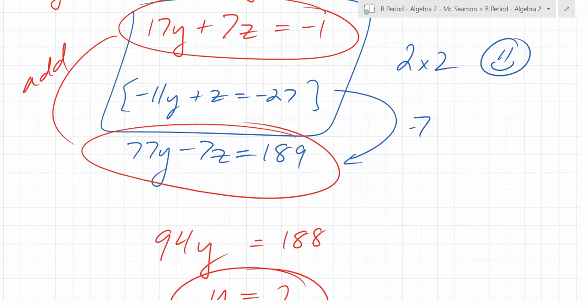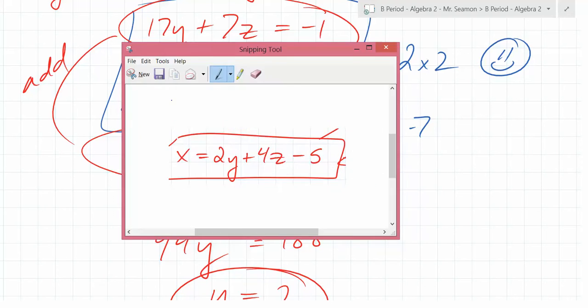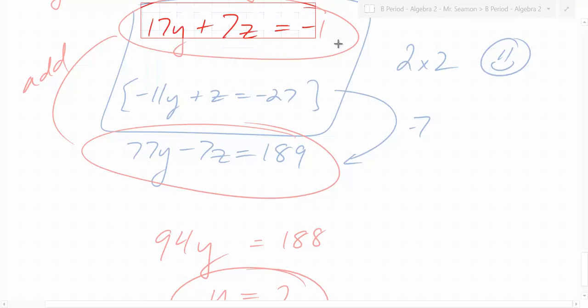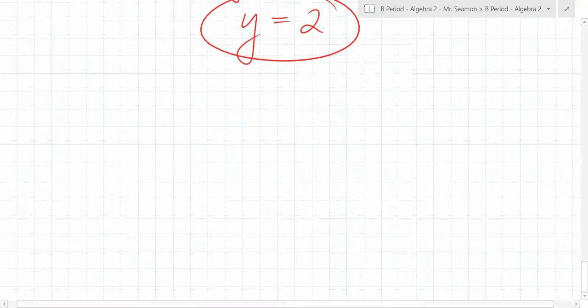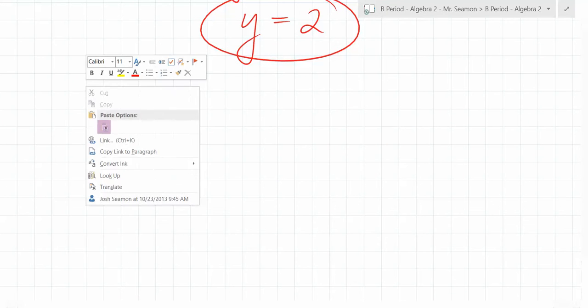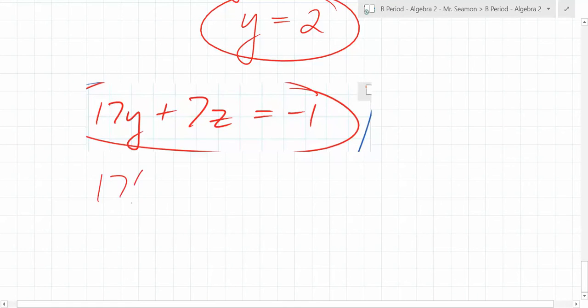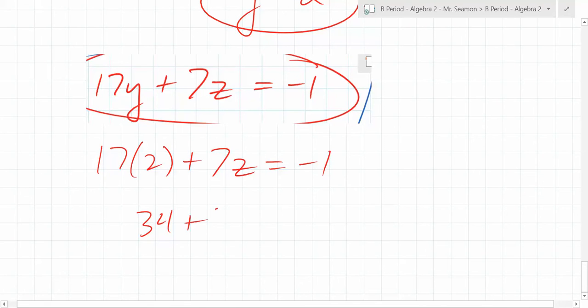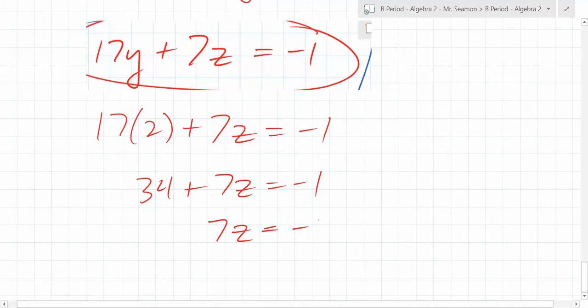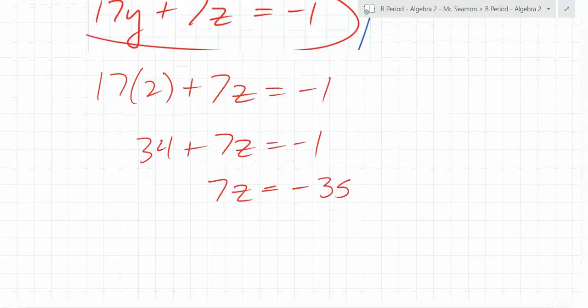Z. So if we use that, what do we have? Let's just copy one of these down. Which one? I'll use this one right here. So what do we have here? 17 times 2 plus 7z equals negative 1. What's 17 times 2? 34. 34 plus 7z equals negative 1. So 7z is equal to negative what? 35. I hope it's negative 35 and not negative 33, or our whole ball game goes out the window.